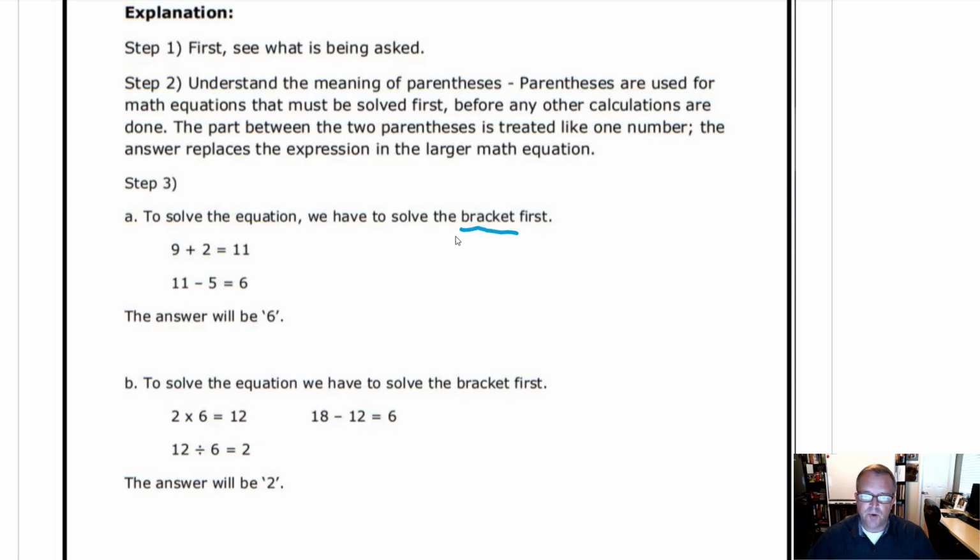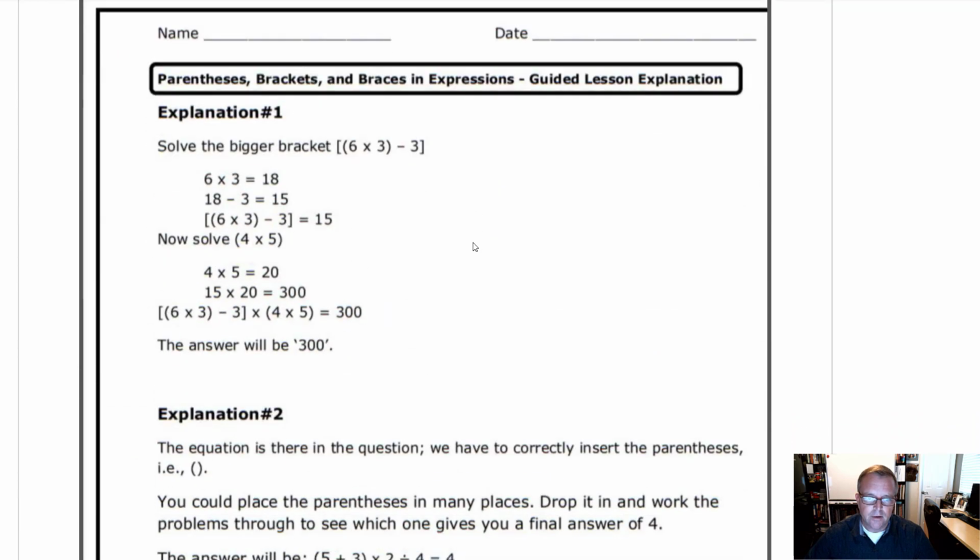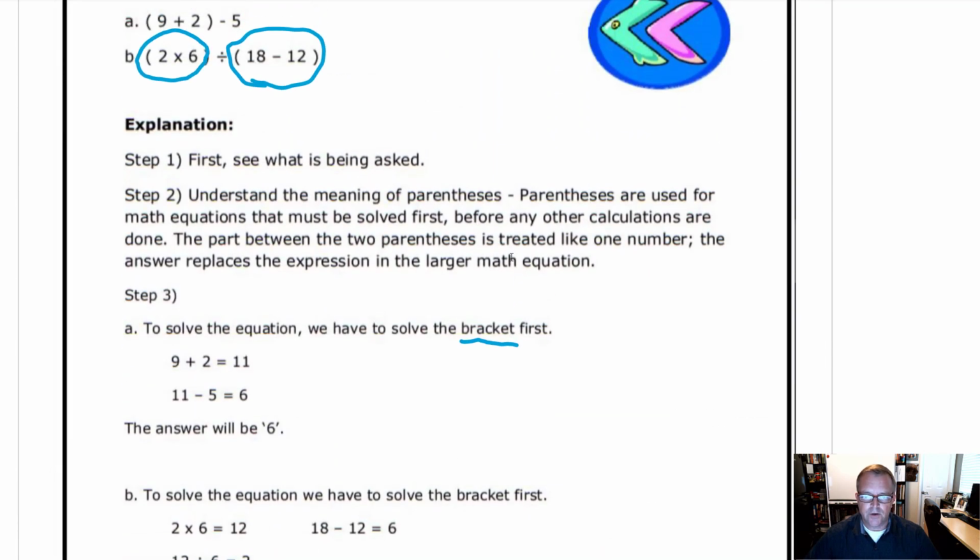There are no brackets in the problem. Remember what brackets look like. Brackets look like that, and they look like this. See how they're straight? Parentheses are curved. So here they used the incorrect word, I believe. It shouldn't say bracket. We have to solve the parentheses first, right? And so what parentheses are they talking about? 9 plus 2.